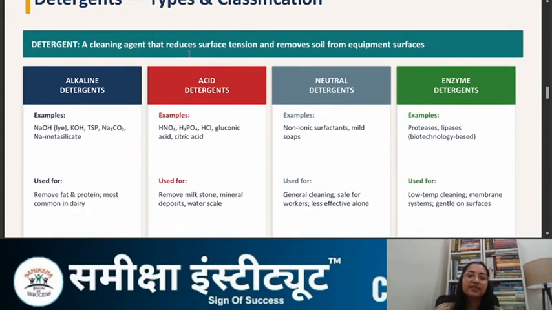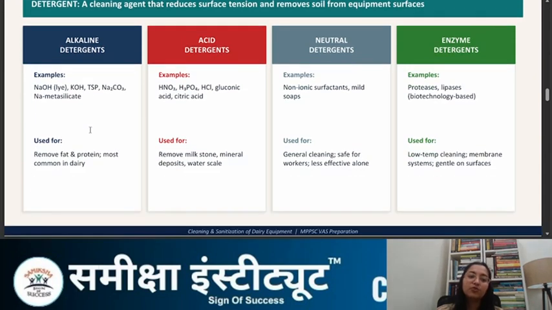Classifying these, first are the alkaline detergents. What are alkaline detergents? Sodium hydroxide, potassium hydroxide, sodium carbonate, all of these are used to remove fat and protein, and these are the most commonly used. Alkaline detergents are the most commonly used detergents in dairy plants.